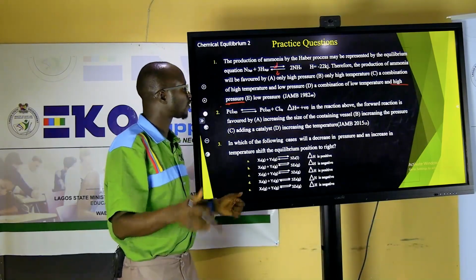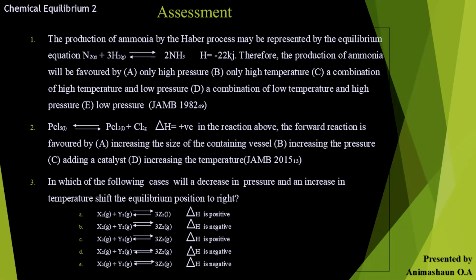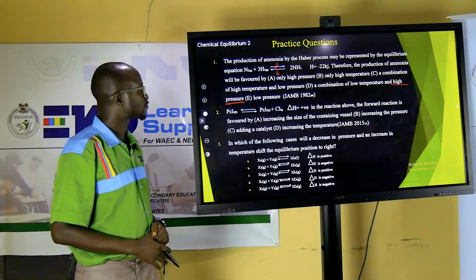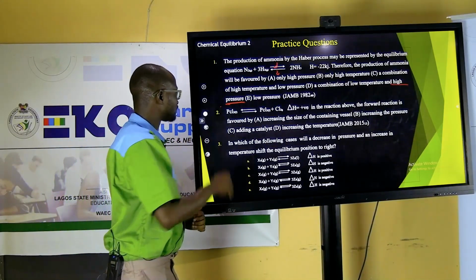So Kanike got it right. Thumbs up for him and for all others that have tried. So D is our answer. Combination of low temperature and high pressure. I believe we all understand. Let us move to practice question number 2.